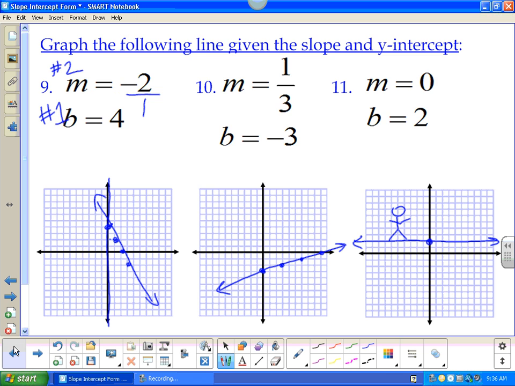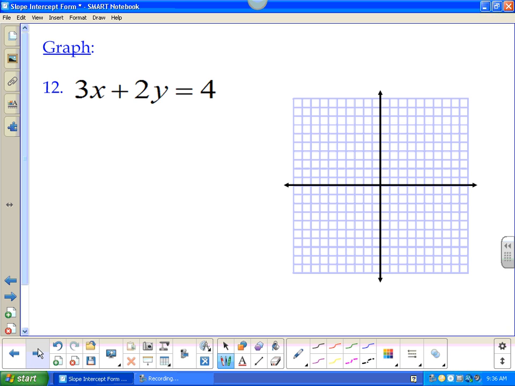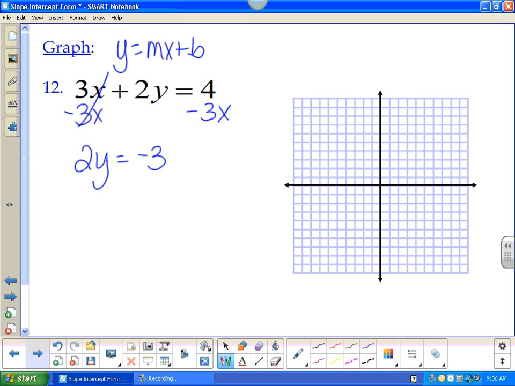All right, number 12. So now I want you to graph it, and I'm just giving you an equation. Not only am I giving you an equation, it's not in slope-intercept form. The first thing we have to do is solve for y, because I need to get it into y equals mx plus b form. So I'm going to subtract the 3x, and I get 2y equals, again I want the x first, negative 3x plus 4. And I'm going to divide by 2. Y equals, I can't reduce negative 3 over 2. And then 4 over 2 is a 2.